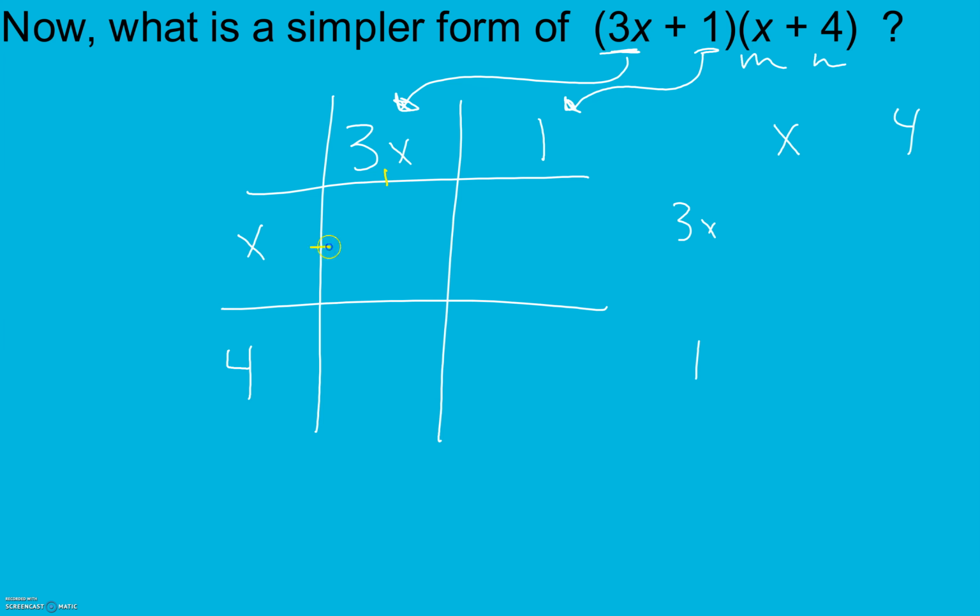Here I'm going to take 3x times x, because that's the row and column that meet in this square, and I get 3x squared. Remember, x times x, 1 times 1, x to the first times x to the first, we add those and get 2. I'm going to take 3x times 4, 12x. 1 times x just gives me x. You can put the 1 there if you want to, but we don't need it. And 1 times 4, 4. Now I have a 3x squared. These x's I can combine, so I have 1x plus 12x, which is 13x, plus 4.